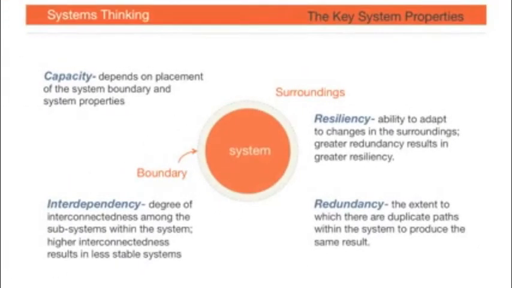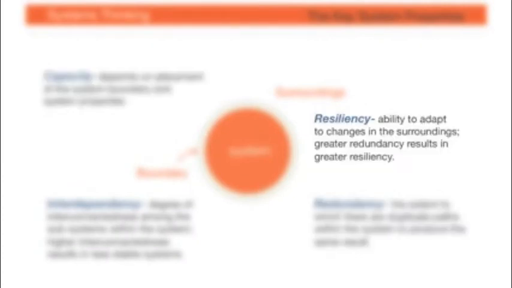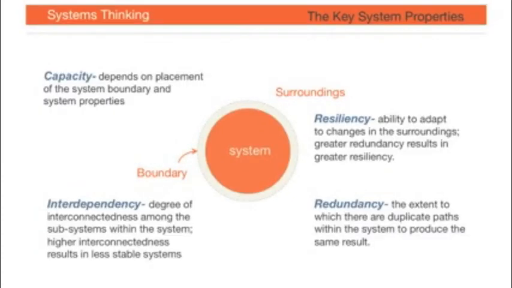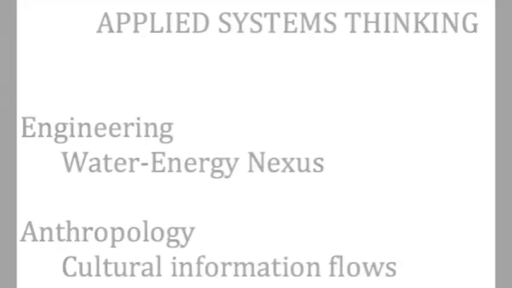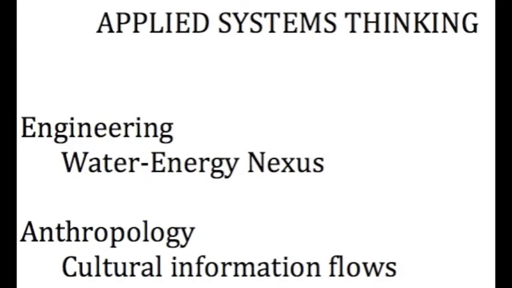So these are the 4 properties: interdependency, redundancy, capacity, and resiliency. These 4 qualities describe the nature of a system. Now that we have a background in systems thinking, I'd like to give a couple of examples of applied systems thinking. From the engineering side, I'd like to look at the water-energy nexus, and from the anthropology side, the cultural information flows.